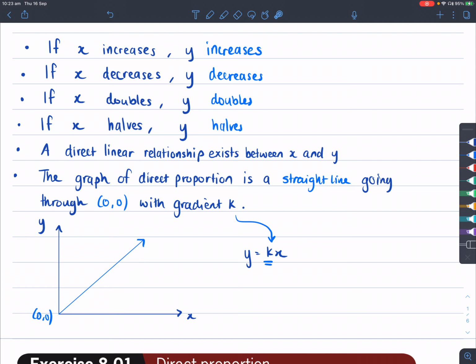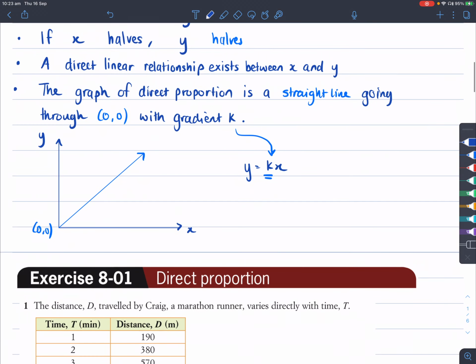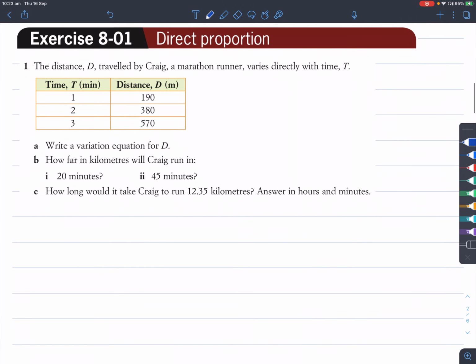Now let's have a look at a few questions to do with the exercise. Exercise 801. The distance d traveled by Craig, a marathon runner, varies directly with time t. What this means is, if we look at the table, as time increases, the distance traveled by Craig also increases, and that makes sense. The more time goes by, the more distance you cover.